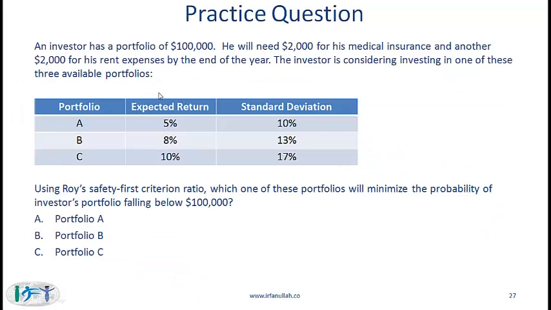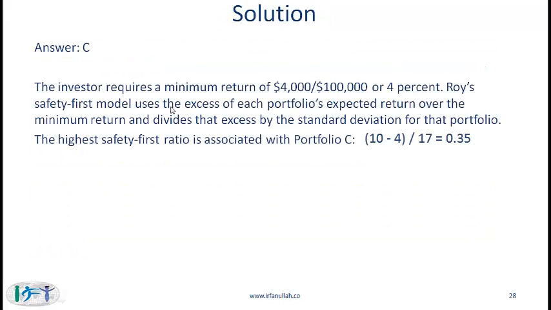See if you can solve this practice problem now. The solution is given on the next slide. Here is what you should have come up with. The answer is C, and this is the safety first ratio, which is higher compared to the other portfolios.